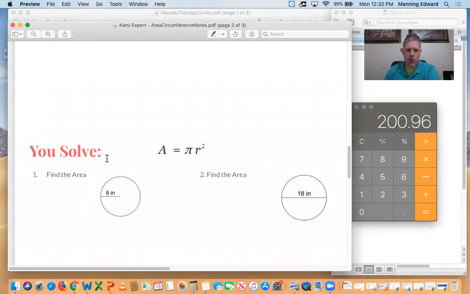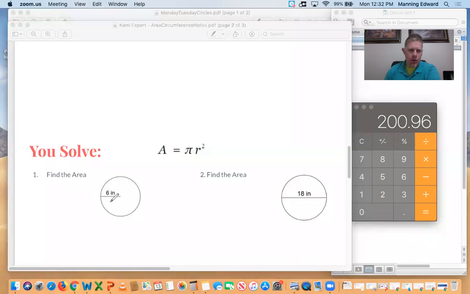All right, so here we want you to solve it. So we got 6 inches. So I'm going to do the area. Area equals, I know the radius, I'm going to do 6 times 6 times 3.14. Okay, 6 times 6 is 36. And then I want to times it by 3.14.